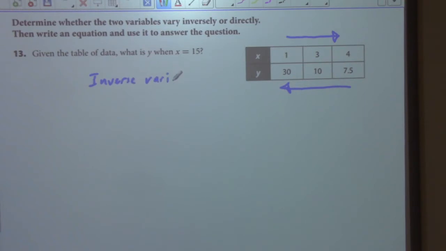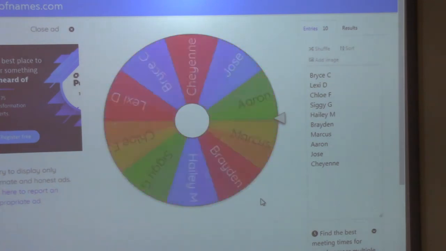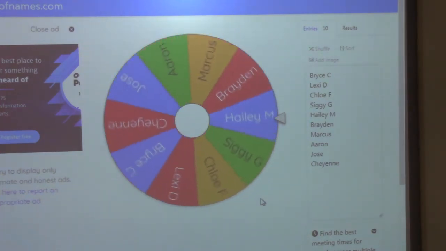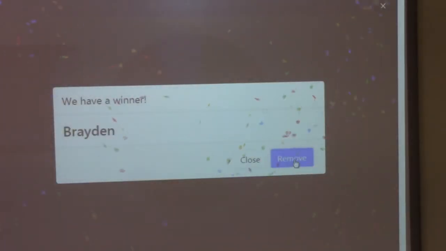And what we're going to do is find out what that is. I'm going to call in a volunteer to answer the question: given the table of data, what is y when x equals 15? You can use some of the work you've done in prior problems to give you an idea of how that might work. So I'm going to call on somebody for that. Oh, Braden. Braden, very good victim to start out the day, good job.